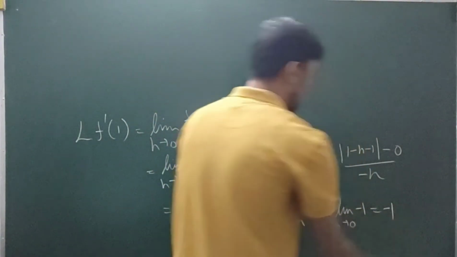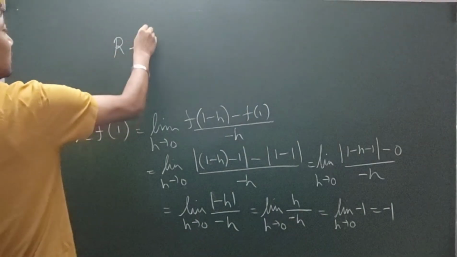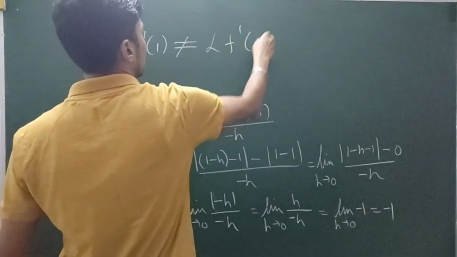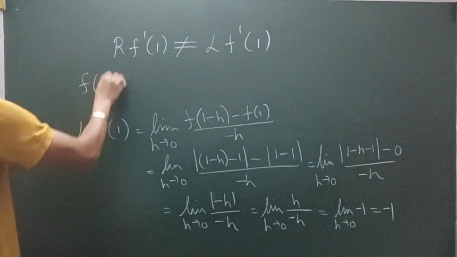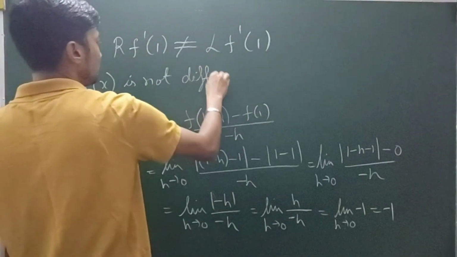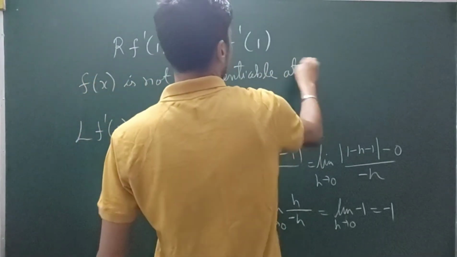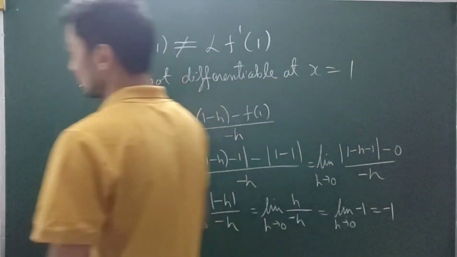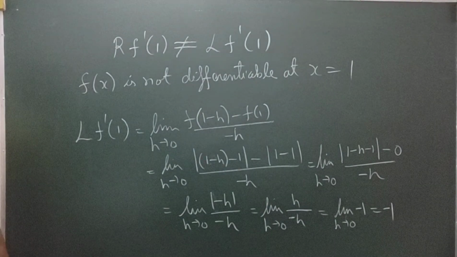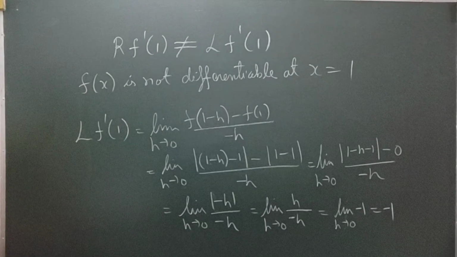So the value will be what? Minus 1. So as you can clearly see, the right hand derivative at x equal to 1 is not equal to the left hand derivative at x equal to 1. So f of x is not differentiable at x equal to 1. It's not differentiable at x equal to 1. Alright, so you can pause the video there to write down. Okay, chalo.